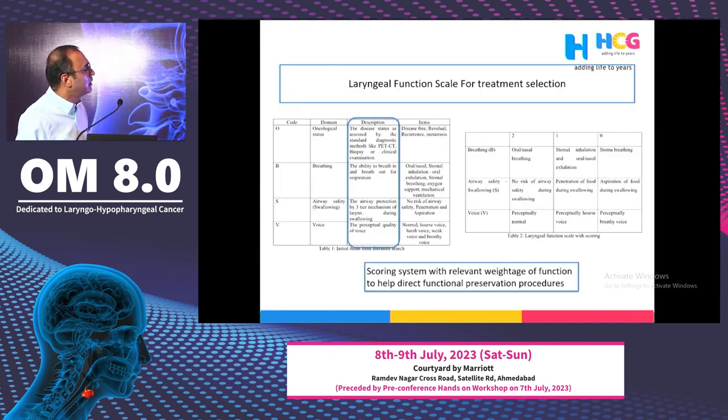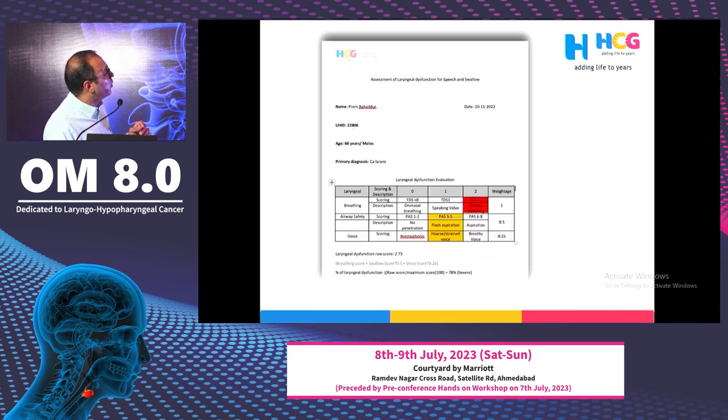So they've actually looked at all of these areas, that is the oncological status, breathing, airway, safety and voice, and brought out a scoring system with some weightage, and I'm just going to give you some examples of what they do. This is one patient I had sent them some time back, and they did this assessment, and based on this they created a scoring and a weightage which was 2.75, and using that they gave the percentage of laryngeal dysfunction as 78% severe.